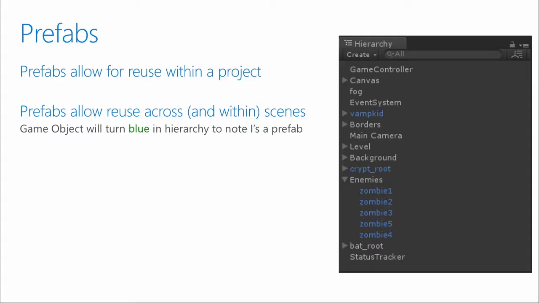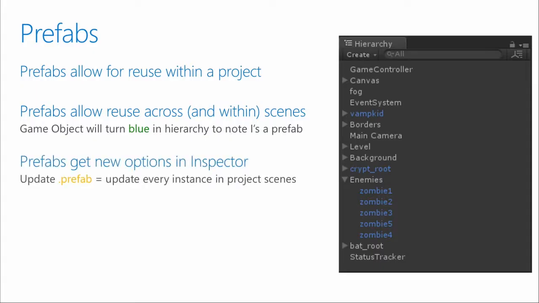To know that you're working with a prefab, which is the special type of object that all shares the same properties, it turns blue. So that it shows you what the prefabs are in your project. So you can see that my zombie is a prefab. The main character, the vamp kid, is a prefab. So I can use him easily across my various scenes.